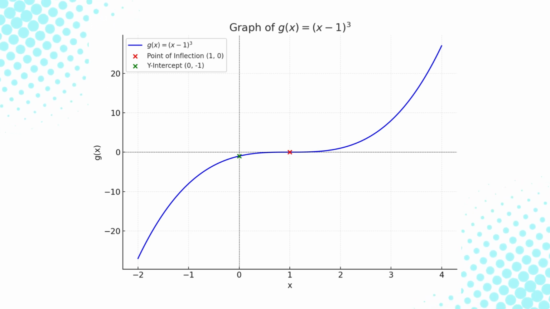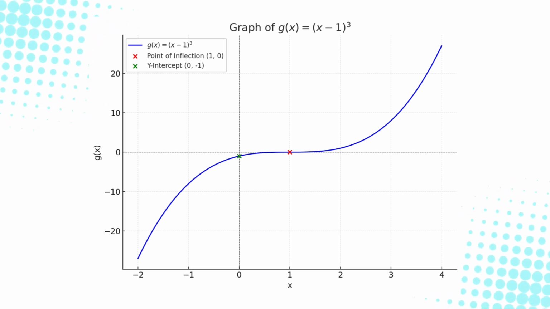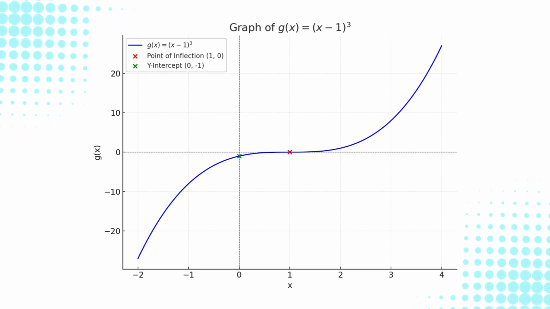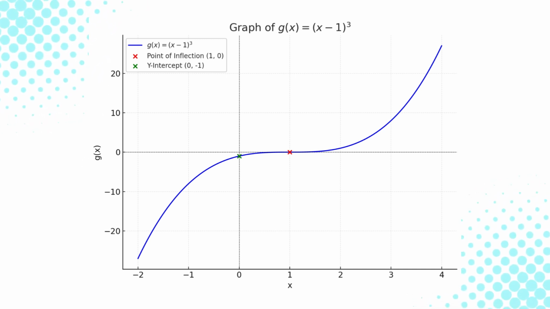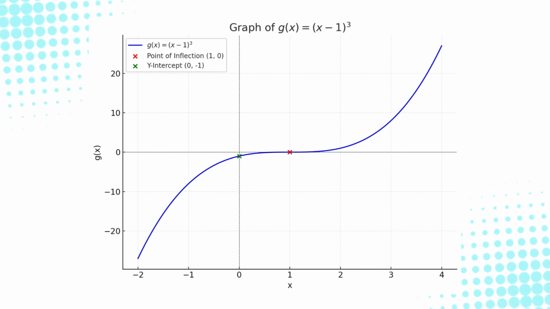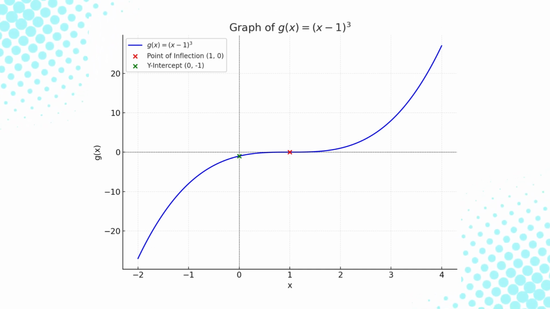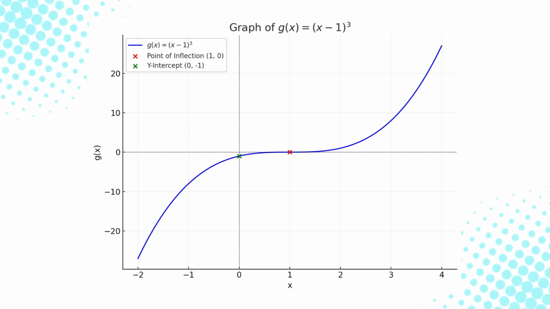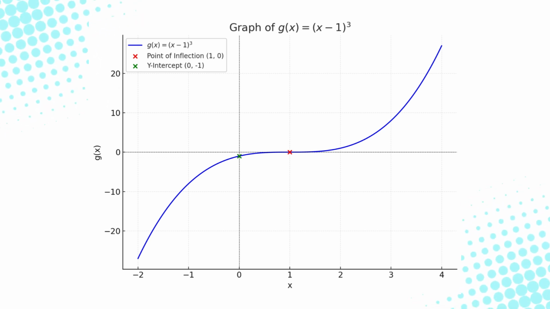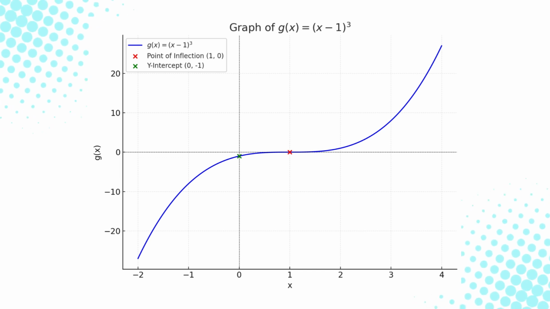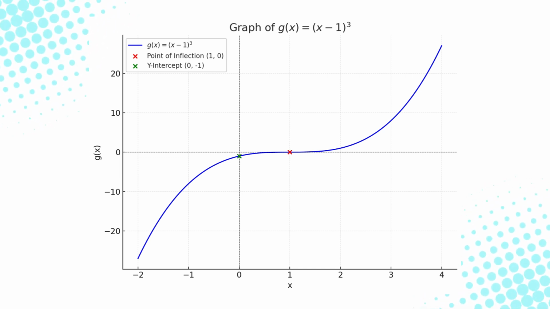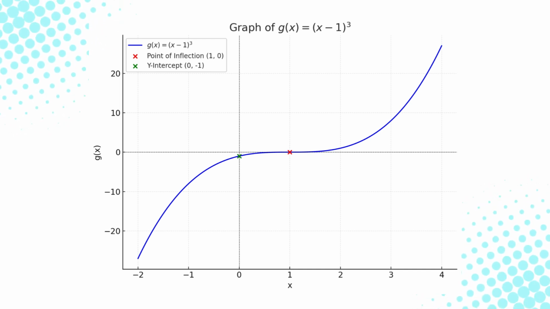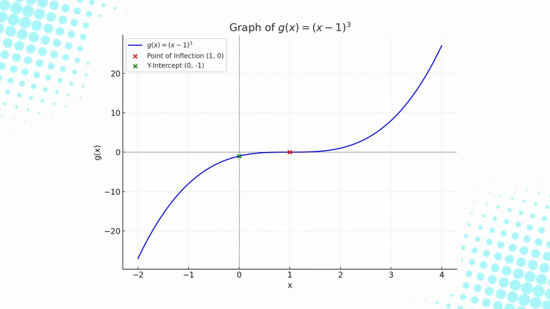As for our y-intercept, the graph intersects the y-axis at (0, -1). This is found by substituting x equals 0 into the equation g of x equals the cube of x minus 1, which results in negative 1. As for our x-intercept, the graph intersects the x-axis at (1, 0), which is also the root of the function.